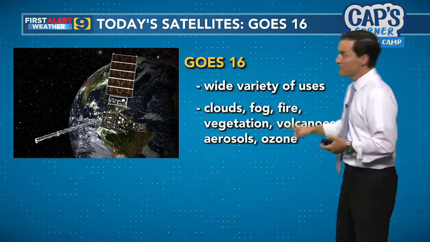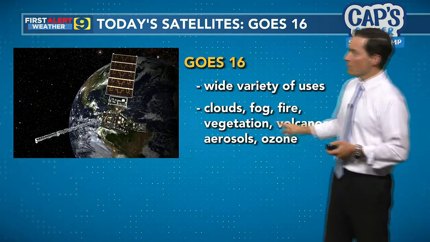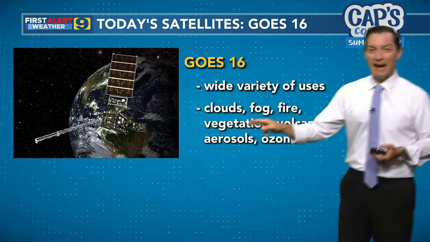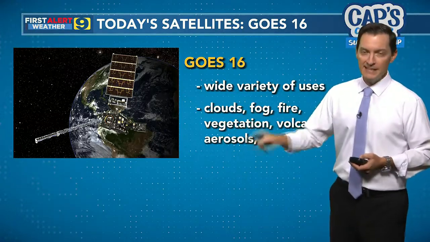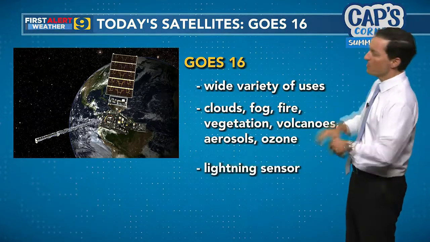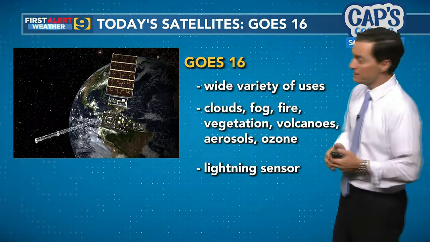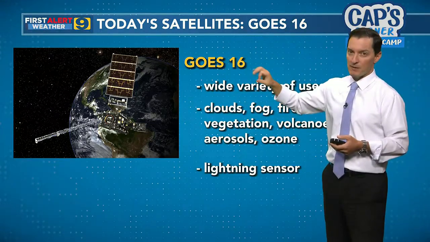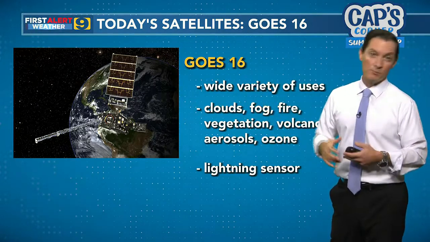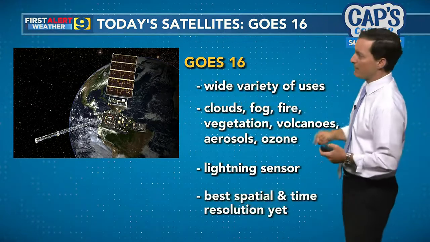We can see clouds, we can see fog, we can track wildfires with them, we can look at vegetation, we can see volcanoes, we can see aerosols, pollutants in the atmosphere around us. We can track ozone, which we know is important also. Many things we can now track with our modern day satellites. What's neat about the latest generation of satellites is now they have some lightning sensors on them. So we're doing new research with regards to lightning with that new sensor that we have on board.